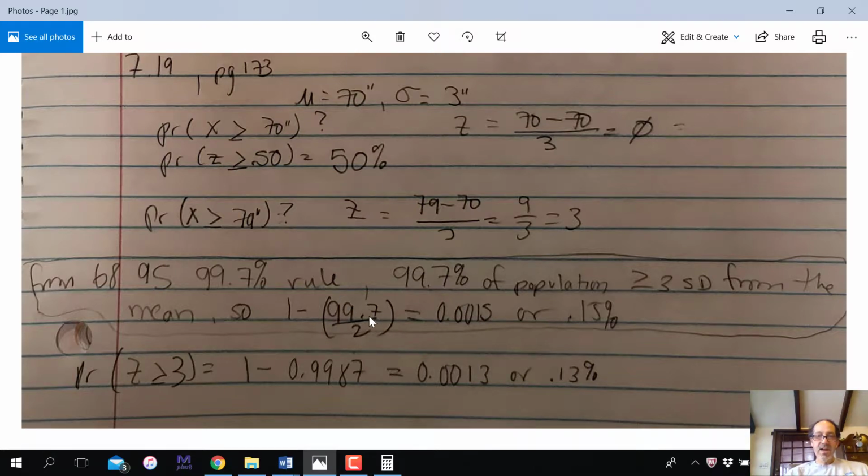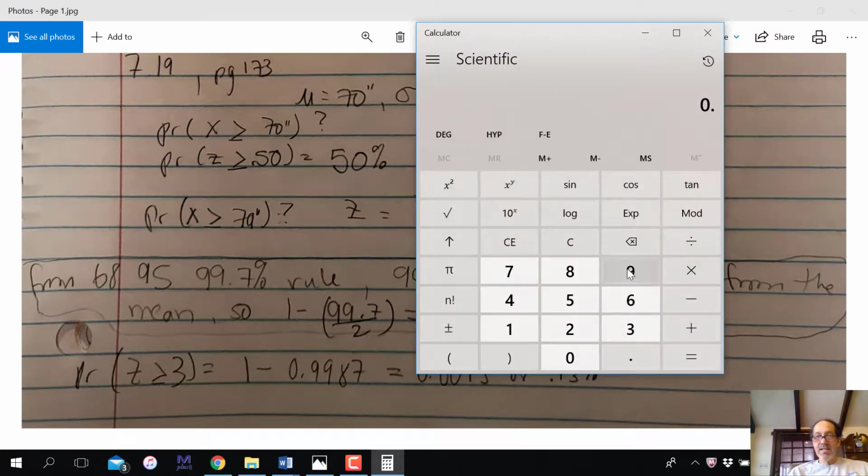So I divided this by 2 to find out what proportion of the population is between 0 and 99.7%, so that's half of 99.7. What's half of 99.7? That means between 0 and 3 standard deviations, 0.997 divided by 2, right? We get 0.4985. But that's between 0 and 3 standard deviations above the mean.